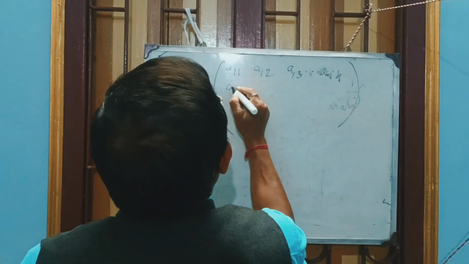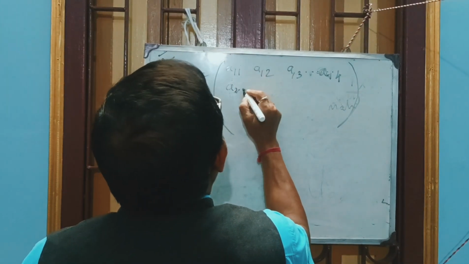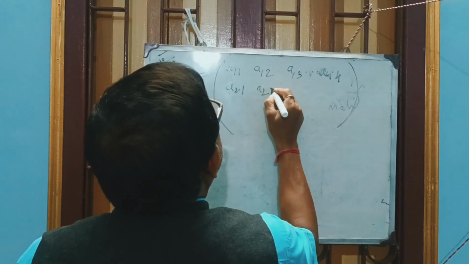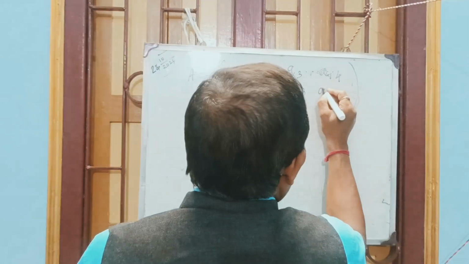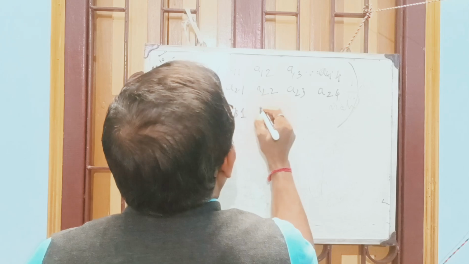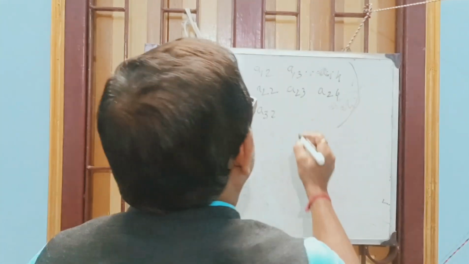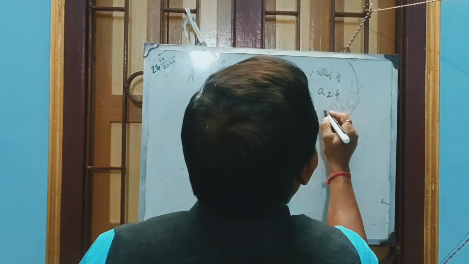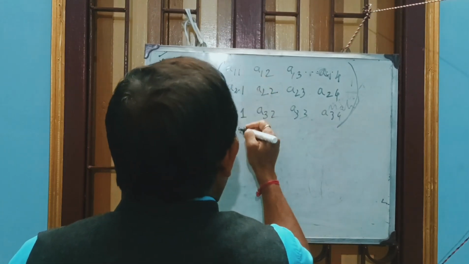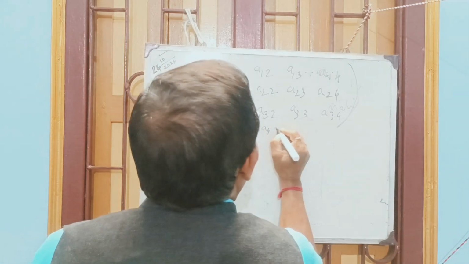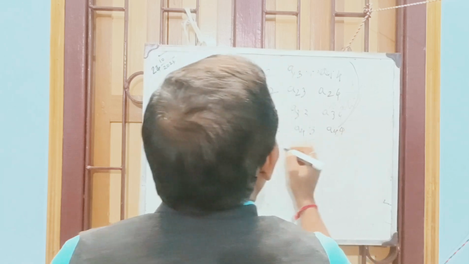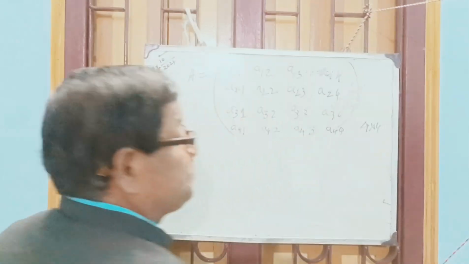The next rows are A2, then A3 with third row, first column, third row, second column, third row, third column, third row, fourth column, and next A4 with fourth row, first column, fourth row, second column, fourth row, third column, and fourth row, fourth column. The order of the matrix is 4 by 4.